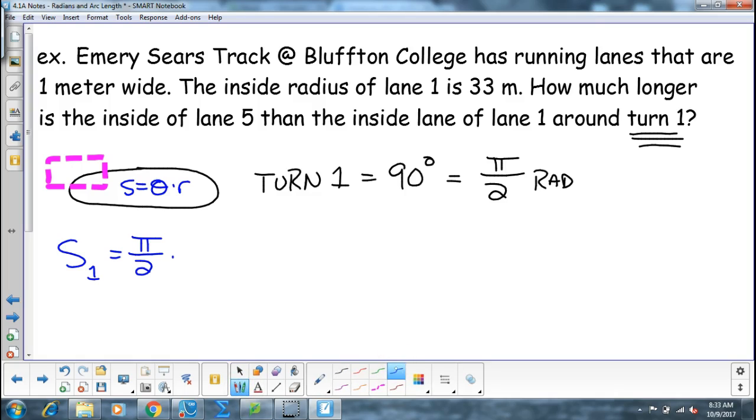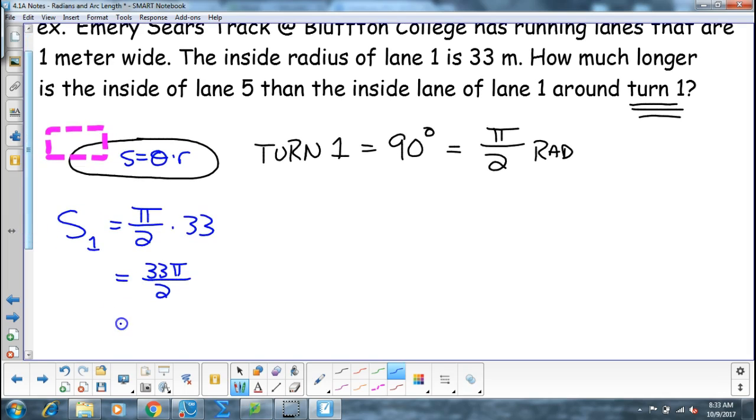What is the radius of lane 1? 33 meters. So that's going to end up being 33 pi over 2. Approximately, what is 33 pi over 2? What do you got? 51.84. And that's in meters, right?